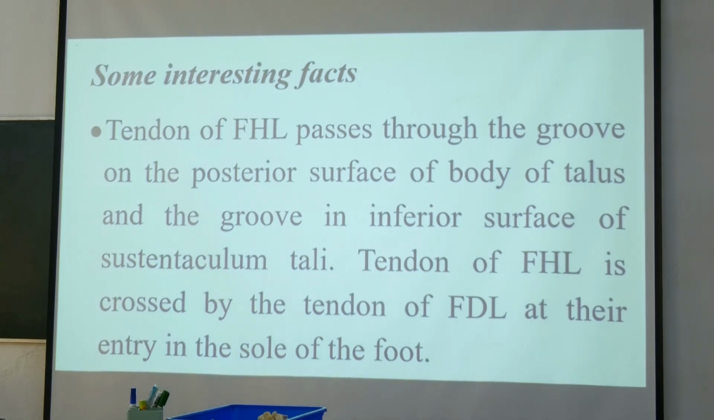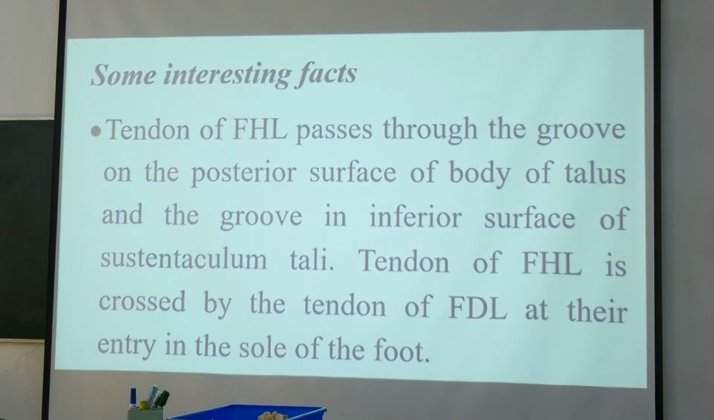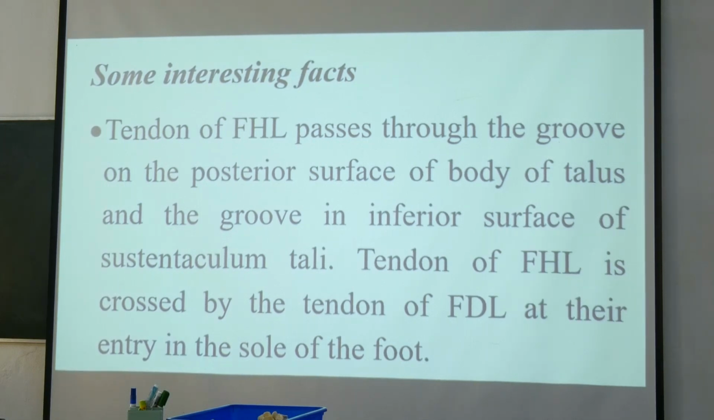Okay, where is the crossing occurring? See here, in the sole dissection you can see the crossing. Okay, so the tendon of flexor hallucis longus passes through the groove on the posterior surface of the body of the talus and the groove in the inferior surface of the sustentaculum tali of the talus, and the tendon of flexor hallucis longus is crossed by the tendon of flexor digitorum longus at their entry in the sole of the foot. Okay. During entry in the sole of the foot, the crossing is occurring.